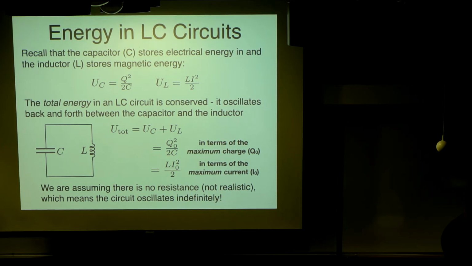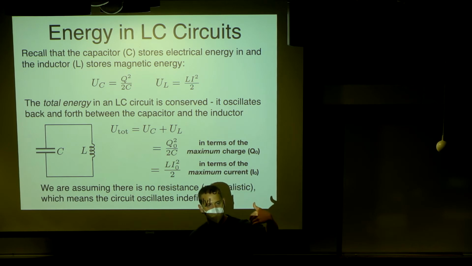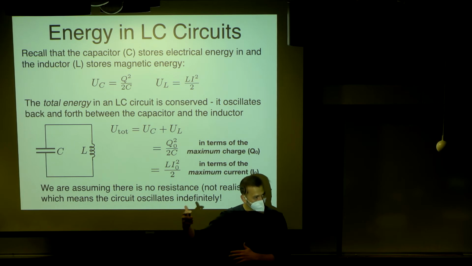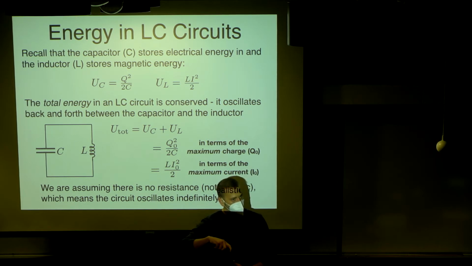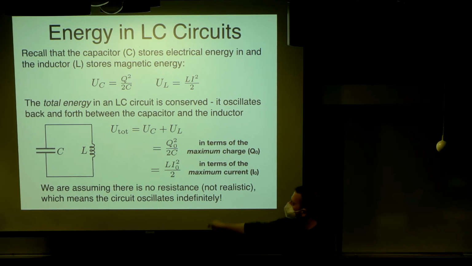So what did we just show through those graphs a second ago? When there's a maximum amount of charge, there's 0 current. And when there's a maximum amount of current, there is 0 charge. Because of that fact, we have two different ways of thinking about the total energy in this circuit. The total energy in this circuit is just the energy that's in the capacitor plus the energy that's in the inductor. If we just add those together, we get the total.